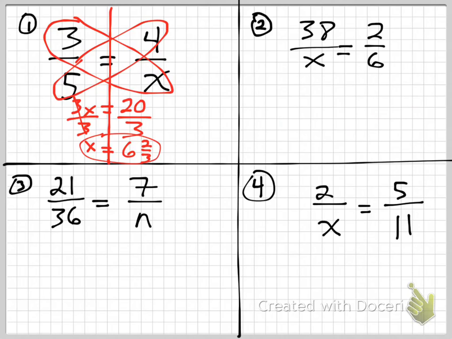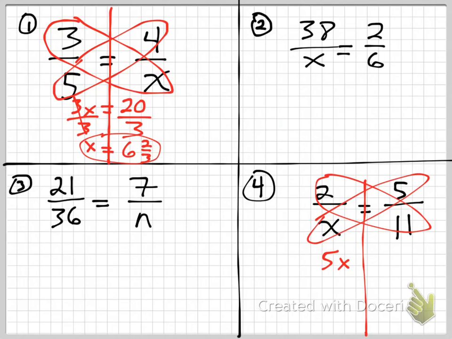Here it is, number 4. Cross multiply. What is x times 5? 2 times 11? Is the variable happy? No. Why not? Not alone. Who's with him? What's the 5 doing? How do I get rid of that? Divide by 5. Whatever you do to one side, you have to do the other. X equals, what is 22/5?